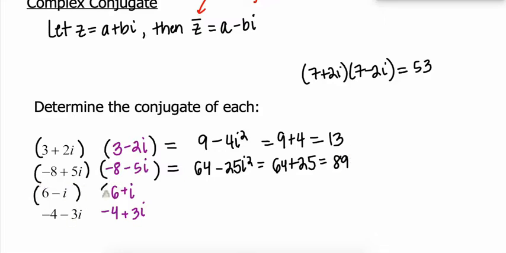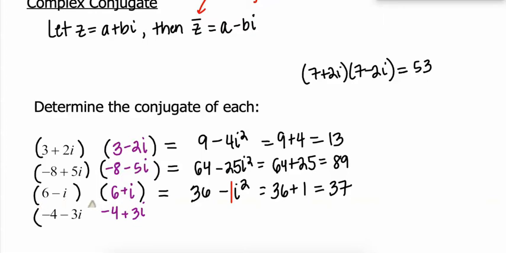6 minus i times 6 plus i. 6 times 6 is 36. That's our first. Our outer and our inner are going to cancel out. Outer is 6i, inner is negative 6i. Our last is negative i times positive i, which is negative i squared. There's a 1 as a coefficient. The i squared changes that negative 1 to be a positive 1. So we get 36 plus 1 is 37.